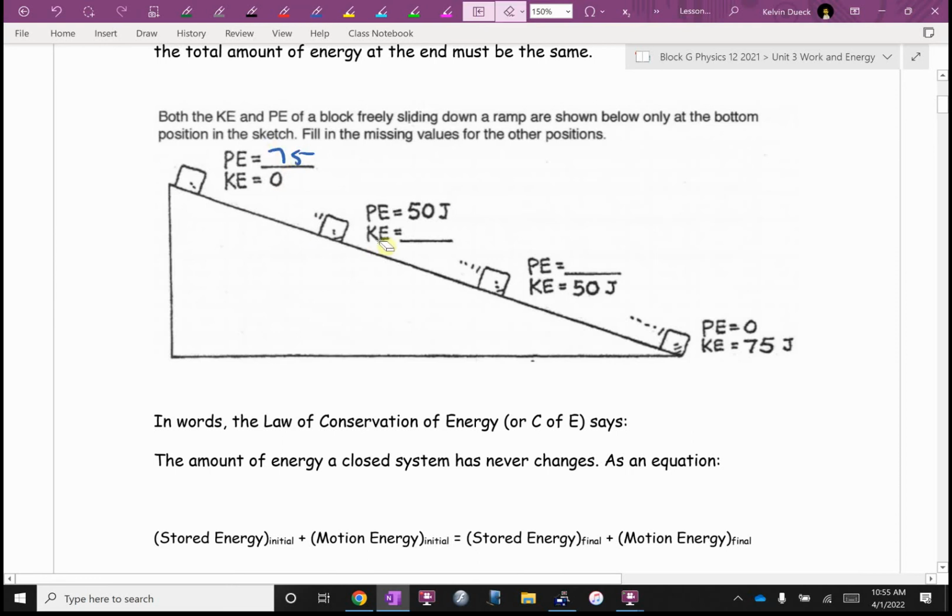As we slide down, we're losing potential energy. It's turning into kinetic energy. That's why the object is speeding up, because kinetic energy is the energy of motion. It's gaining kinetic. How much? What if we have 50 joules of kinetic energy? How much potential energy?